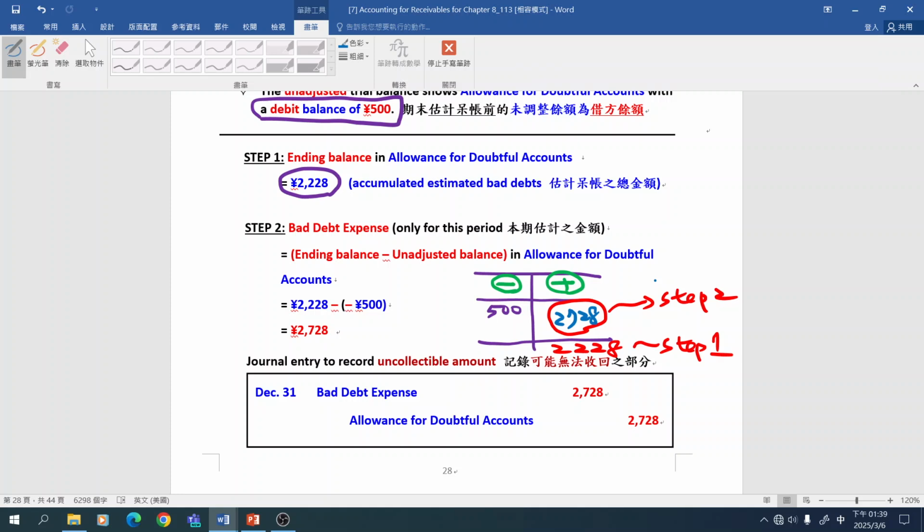So every time I get this amount, I just record it using a journal entry. Debit what? Bad debt expense. Credit what? Allowance for doubtful account, to record the risk only for this year. Okay? So the risk only for this year is $2,728. My risk, bad debt expense incurred. My risk, allowance for doubtful account incurred. So we record the risk for this year.